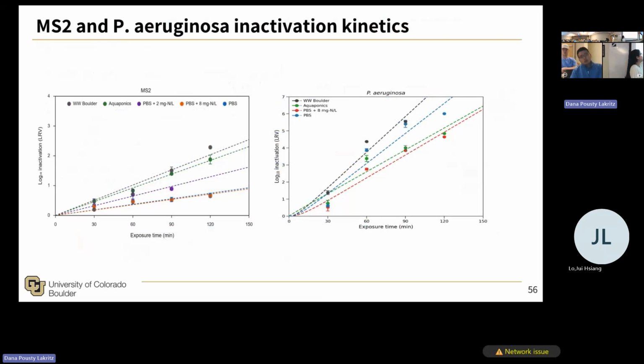So the aquaponics achieves higher log reduction than the PBS. PBS is a buffer, where there is nothing in this buffer, and the aquaponics samples are very turbid. So we achieve higher log reduction with that, and it was fascinating. And also with Pseudomonas, we achieve really high log reduction with the wastewater.